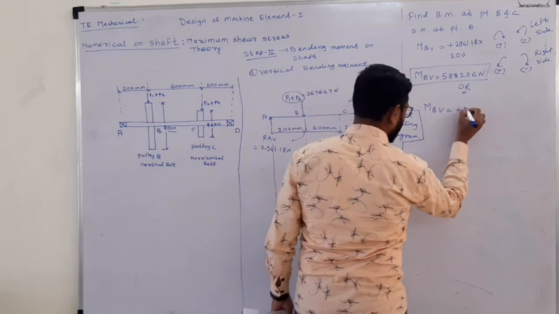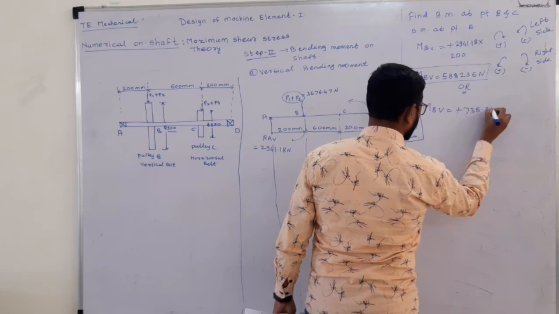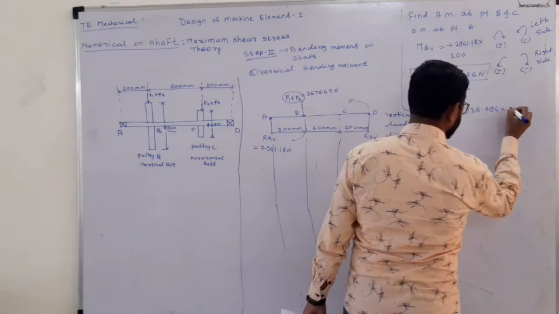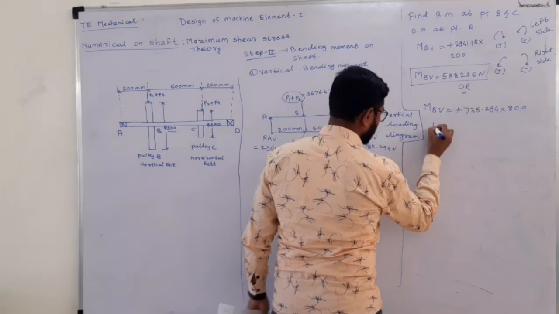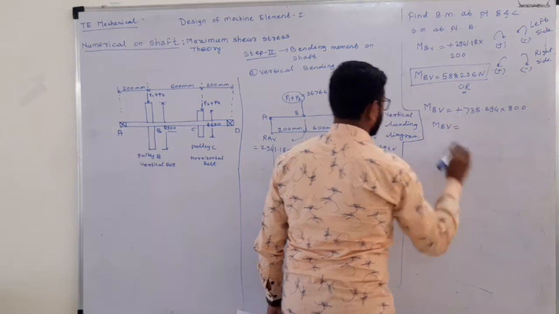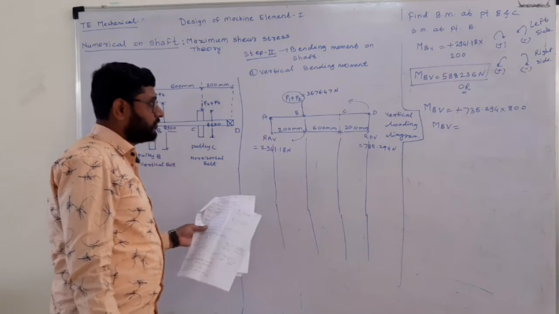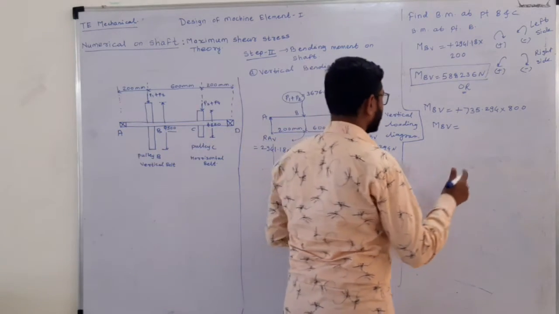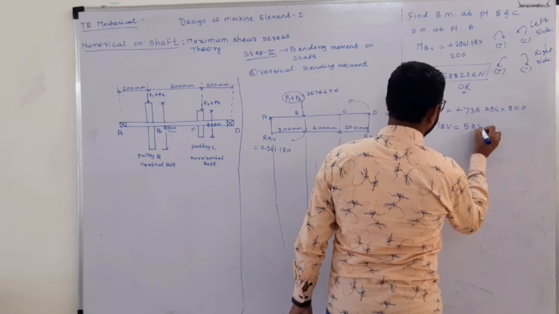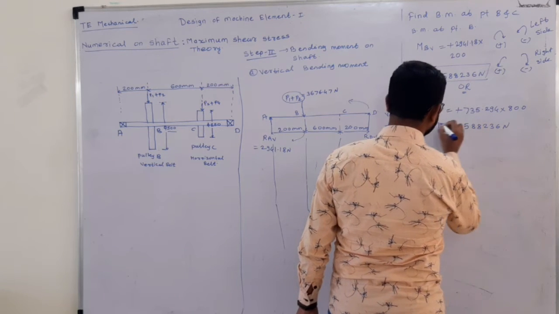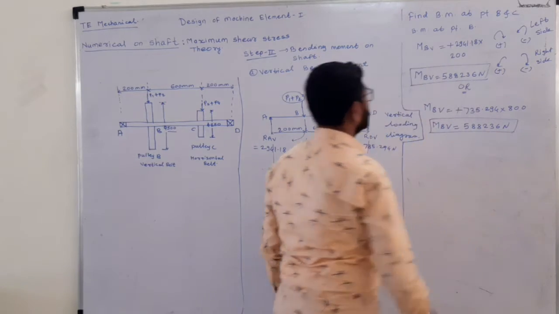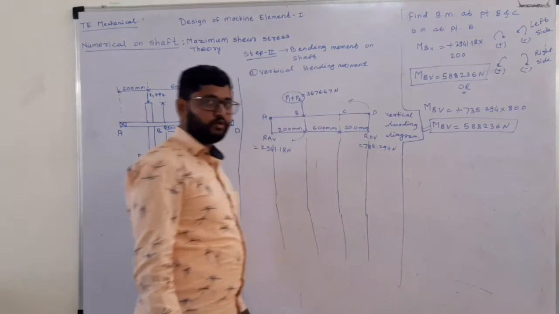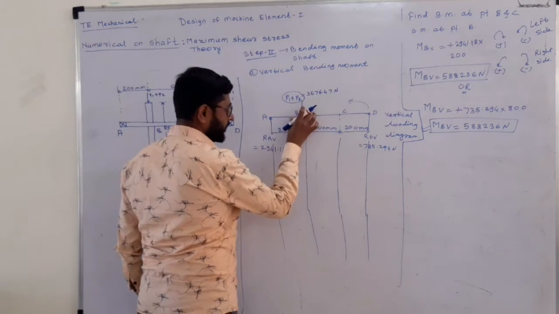plus 735.94 into perpendicular distance is 800 mm, means we will get the same answer for either left side or right side forces, that is equal to 588.236 Newton. So this answer is for bending moment at point B.